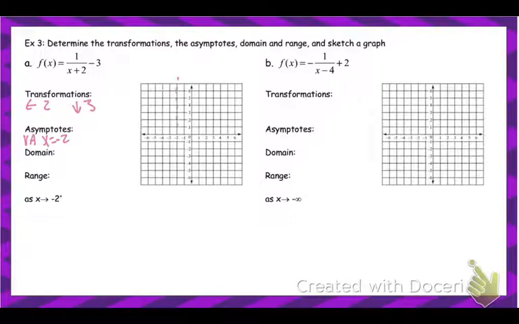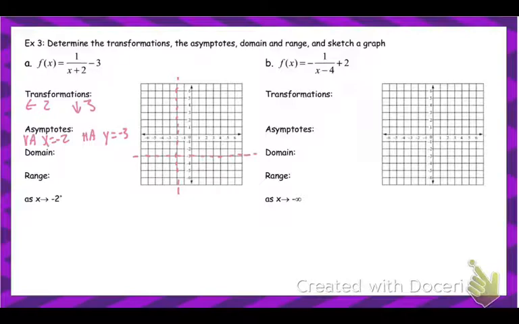And if you think about it, that value makes sense. Because if I plug in negative 2 for x, I'm dividing by 0, which I can't do, which is why there's an asymptote at that point. Horizontal asymptote, that's also shifted down. So I get y equals negative 3.